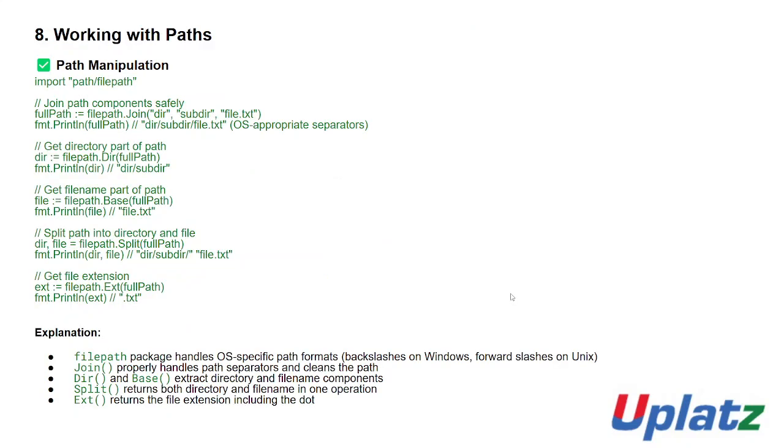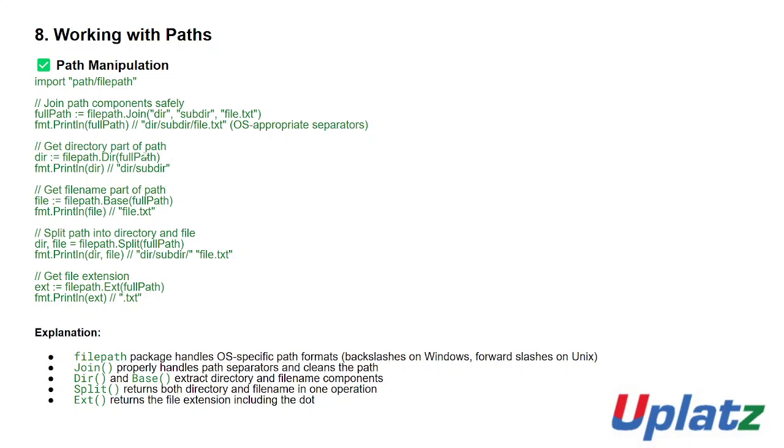Working with paths. Path manipulation. Import path/filepath. Then join path components safely. Path fullPath filepath.Join dir, subdir, file.txt. Then println fullPath. Then it will show this in the OS appropriate style. For Windows, it will show backslash.